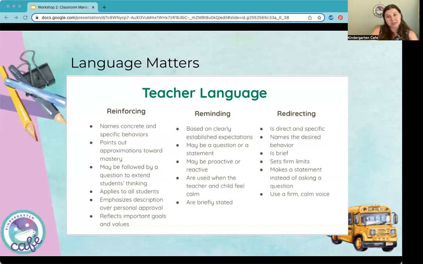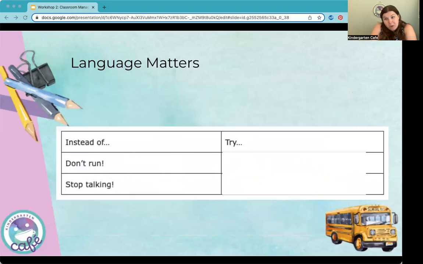So let's do a couple together. I'd love a little participation if you want. You could put it in the chat. Instead of don't run, what could you say? Just a very simple tweak to our language to make sure we're saying exactly what we want students to do instead of what we don't want them to do.